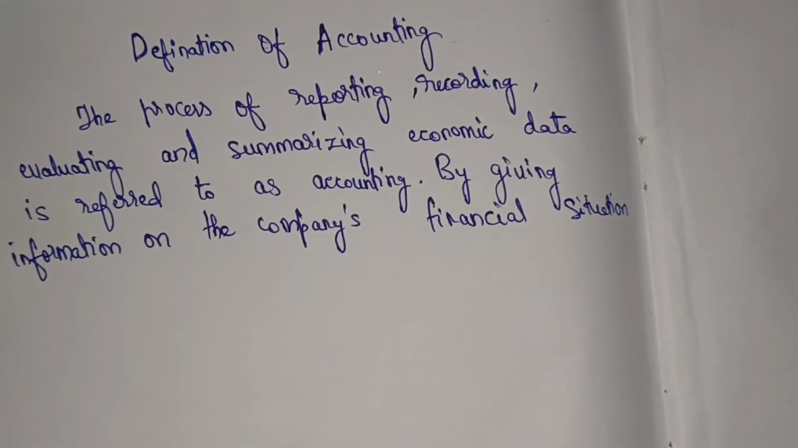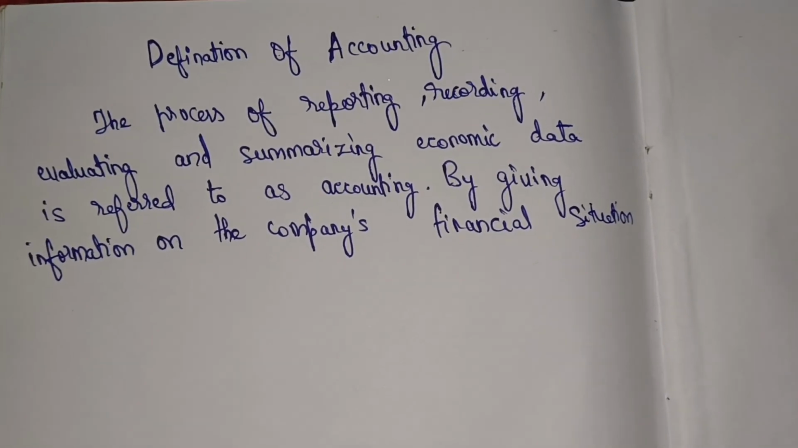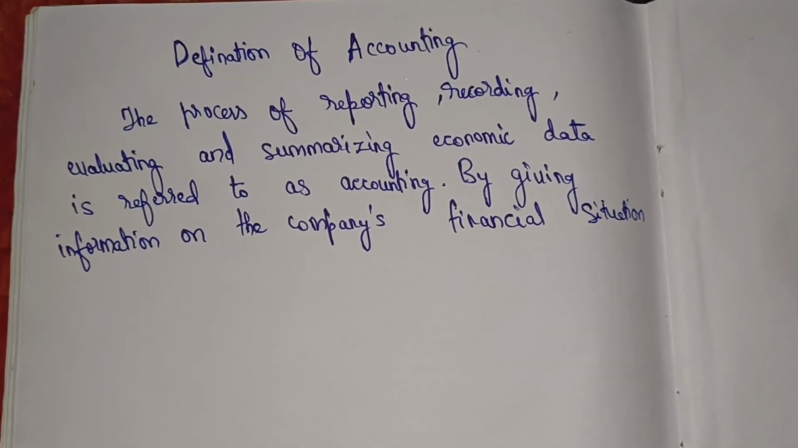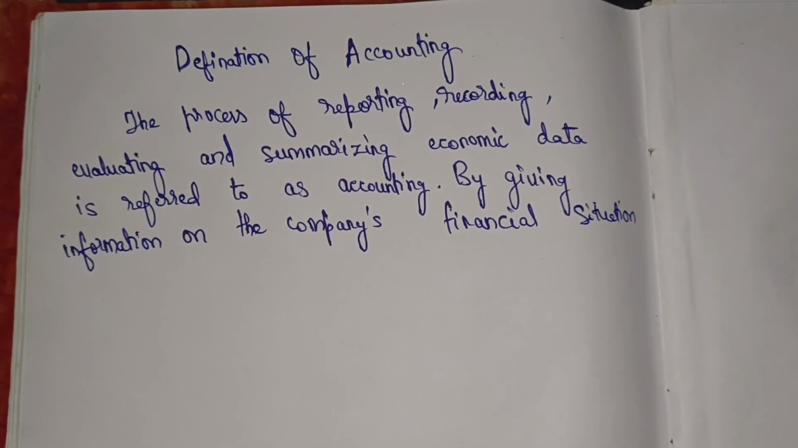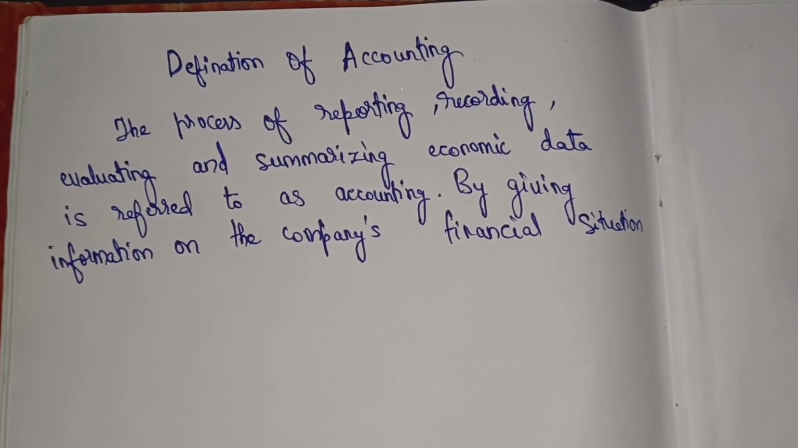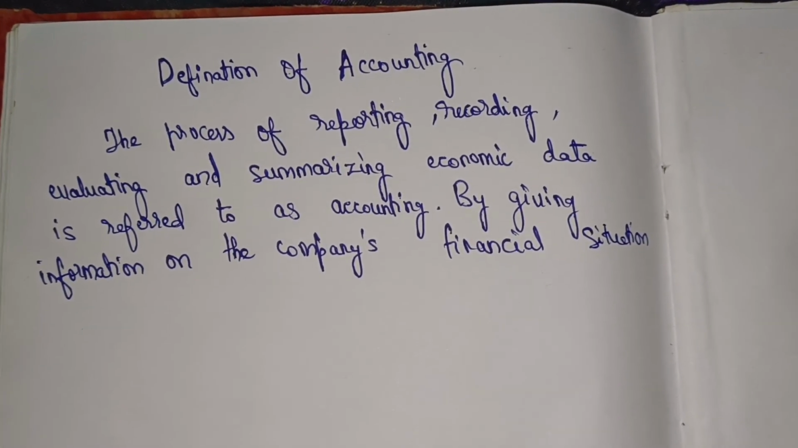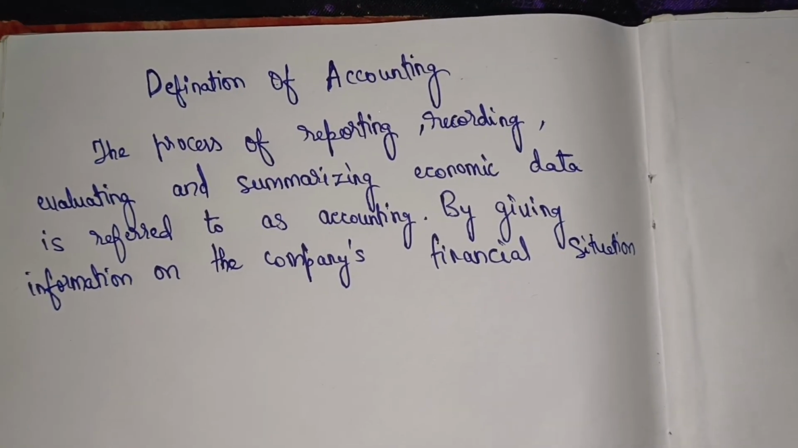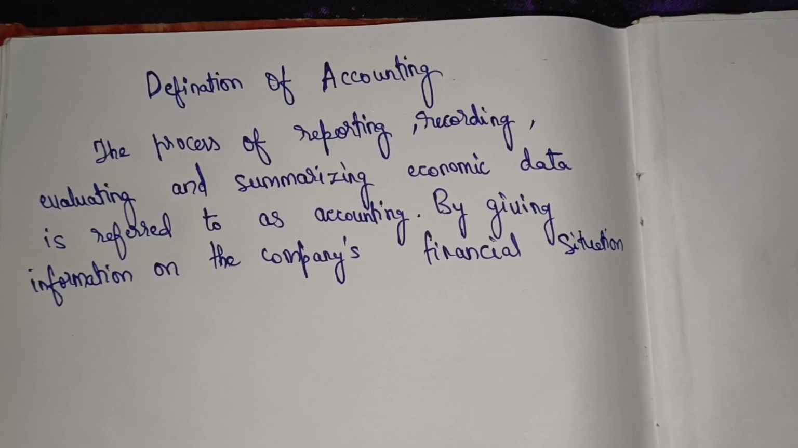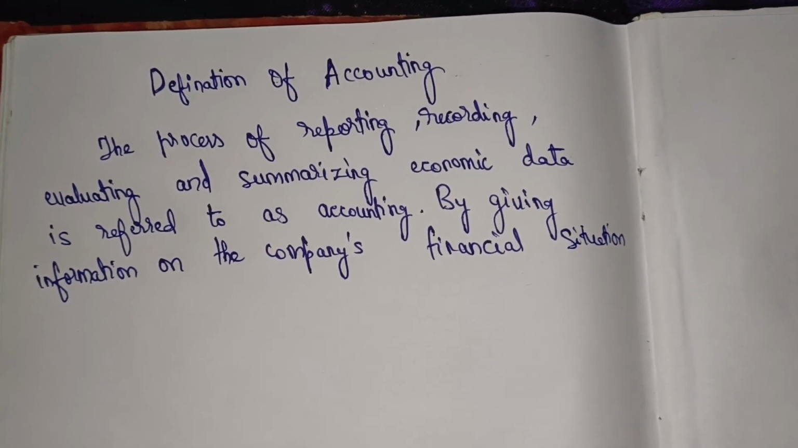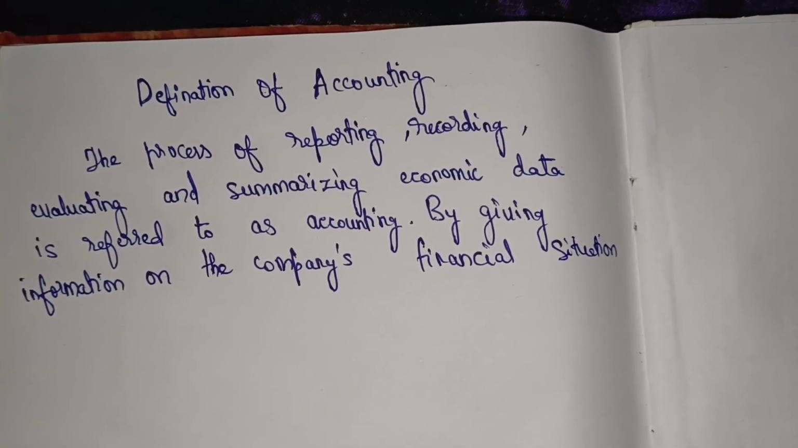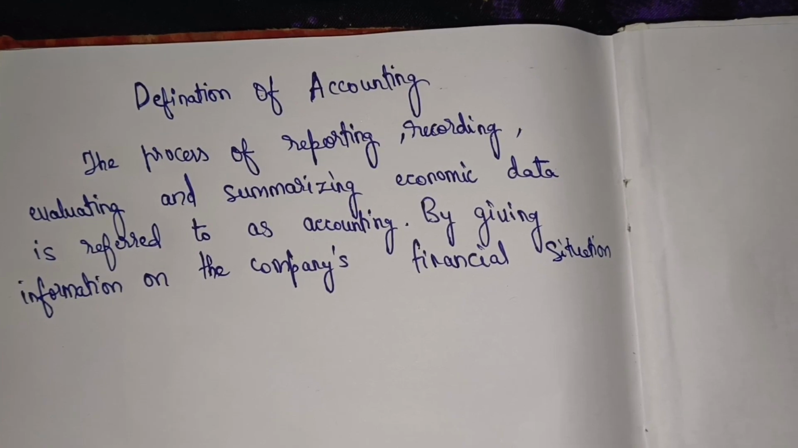So today we are going to learn the definition of accounting, the system of accounting and how to pass the journal entries. So the definition of accounting is the process of reporting, recording, evaluating and summarizing economic data, by giving information on the company's financial situation.